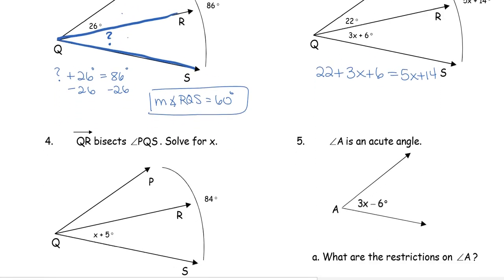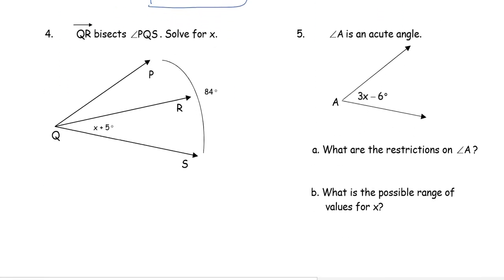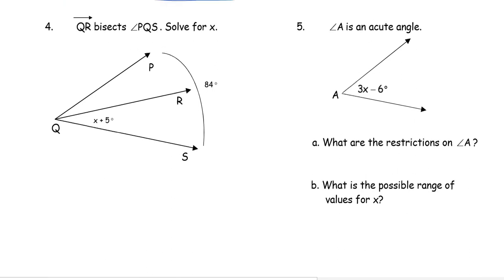All right, moving on. Now we're going to look at an angle bisector. An angle bisector is to an angle the way a midpoint is to a segment. A midpoint divides a segment into two equal segments. An angle bisector cuts an angle into two congruent angles. So we see that ray QR bisects angle PQS.